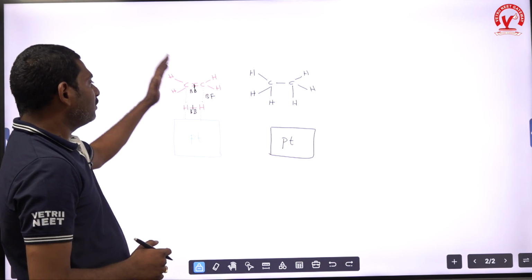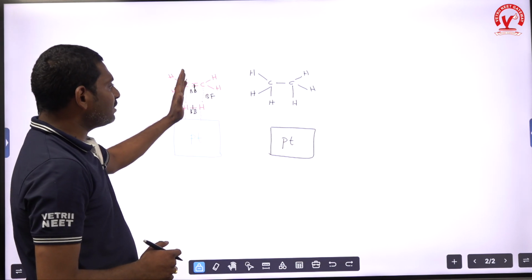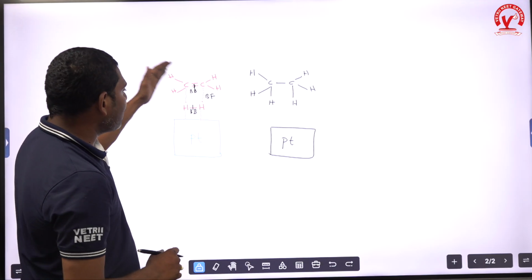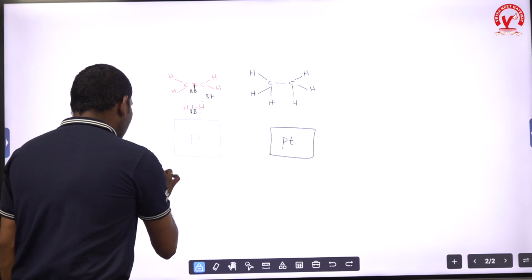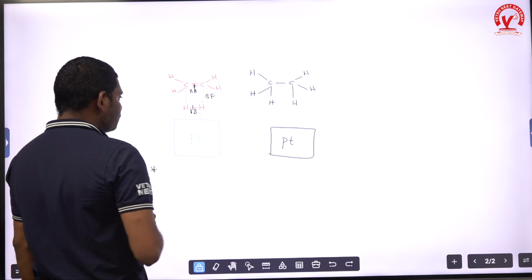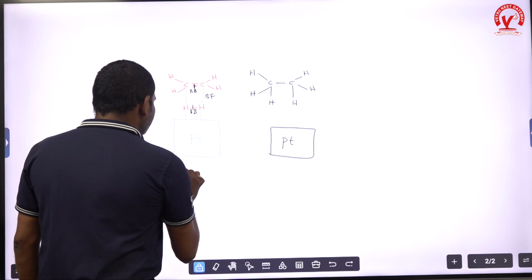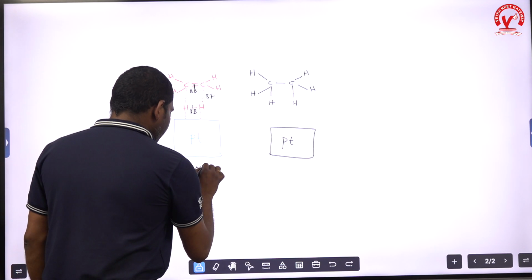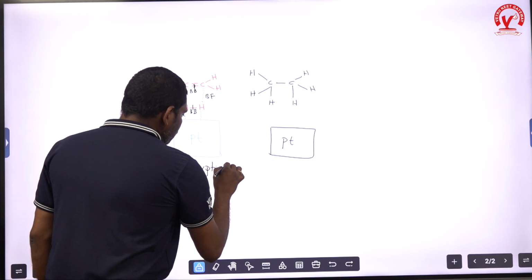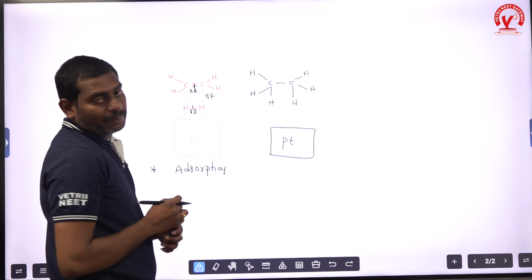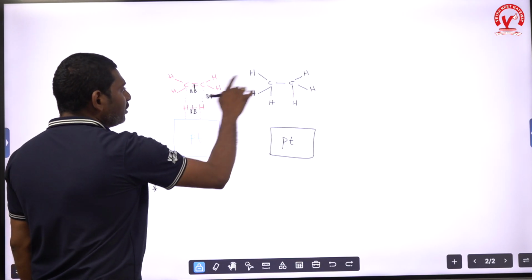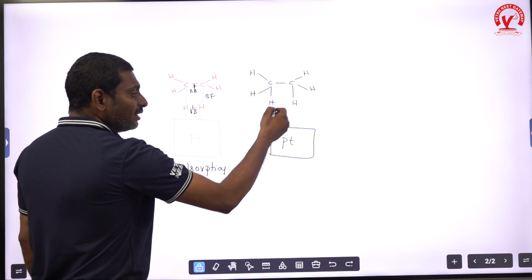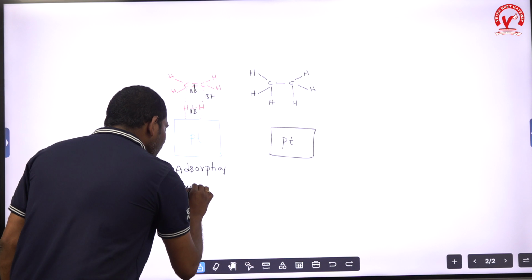Like that alkenes convert into alkanes and alkynes convert into alkanes. This process is called an adsorption process, because hydrogen gas is adsorbed on the platinum surface. And during this reaction energy is released, so it is an exothermic reaction.